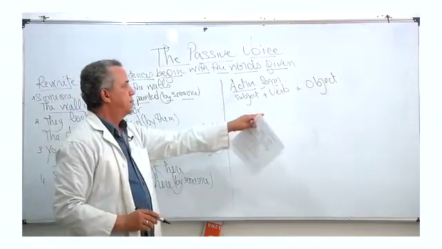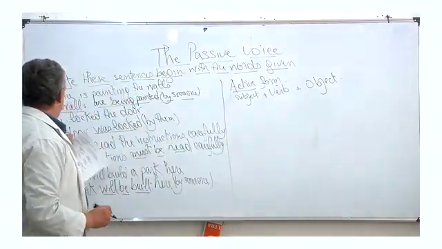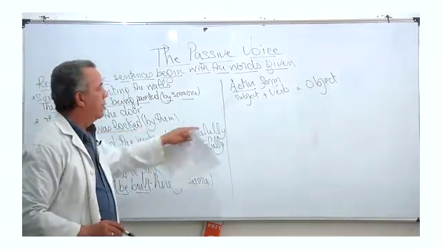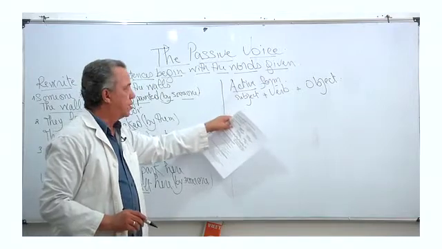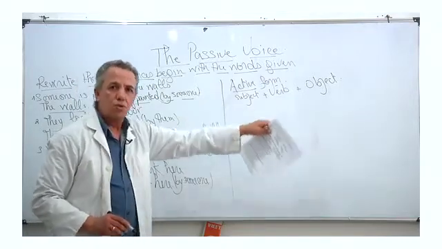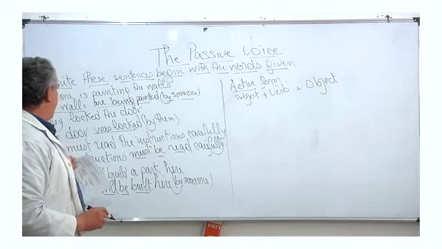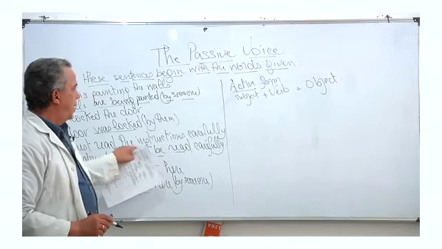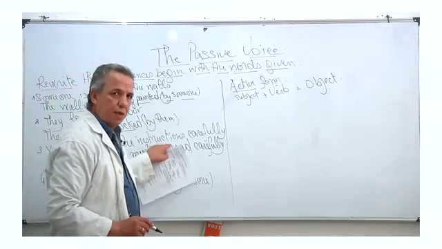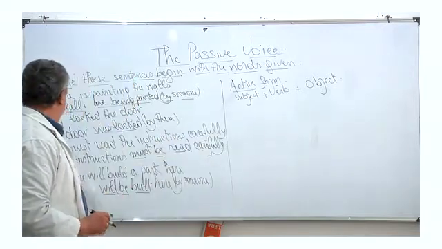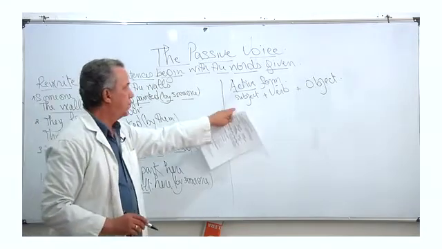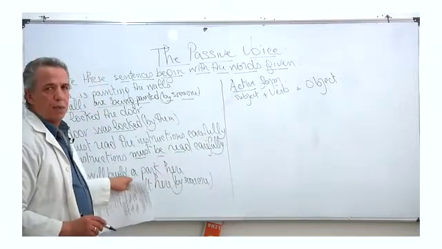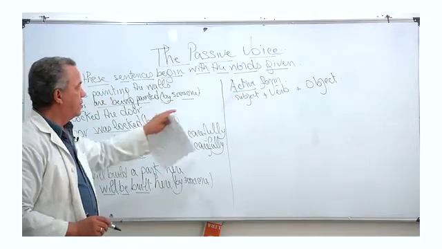Number 2, they locked the door. They, subject; locked, verb; the door is the object. Number 3, you, subject; must read, verb; the instructions, object. Carefully is an adverb, no problem. Number 4, someone will build a park, the object. So this is the active form.